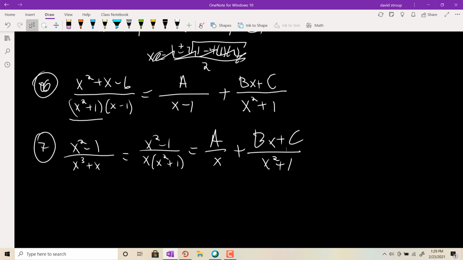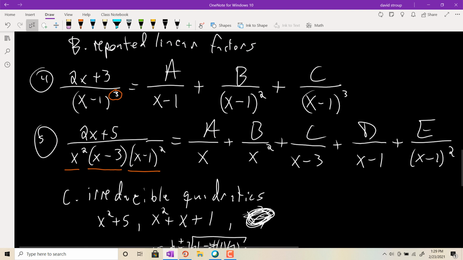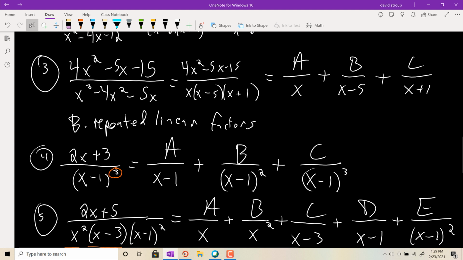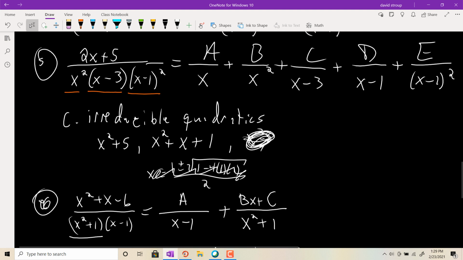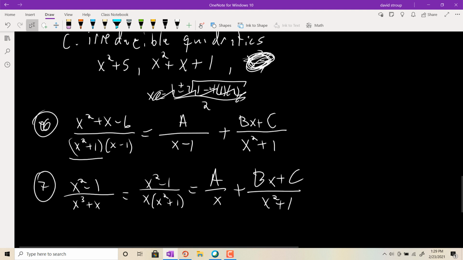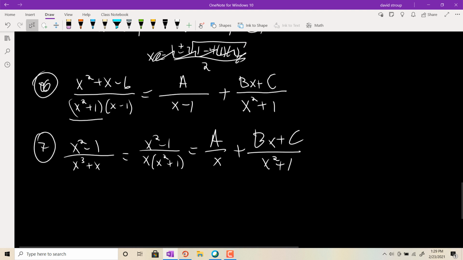Let's then move on to the repeated irreducibles. What's going to happen there is you're just going to do it like you did the repeated linears. If you have x squared plus 1 to the 5th, you're going to need 5 fractions. The first fraction's denominator will be x squared plus 1. The next fraction will be x squared plus 1 squared, then x squared plus 1 cubed, then x squared plus 1 to the 4th, then x squared plus 1 to the 5th. So let's show you some examples.